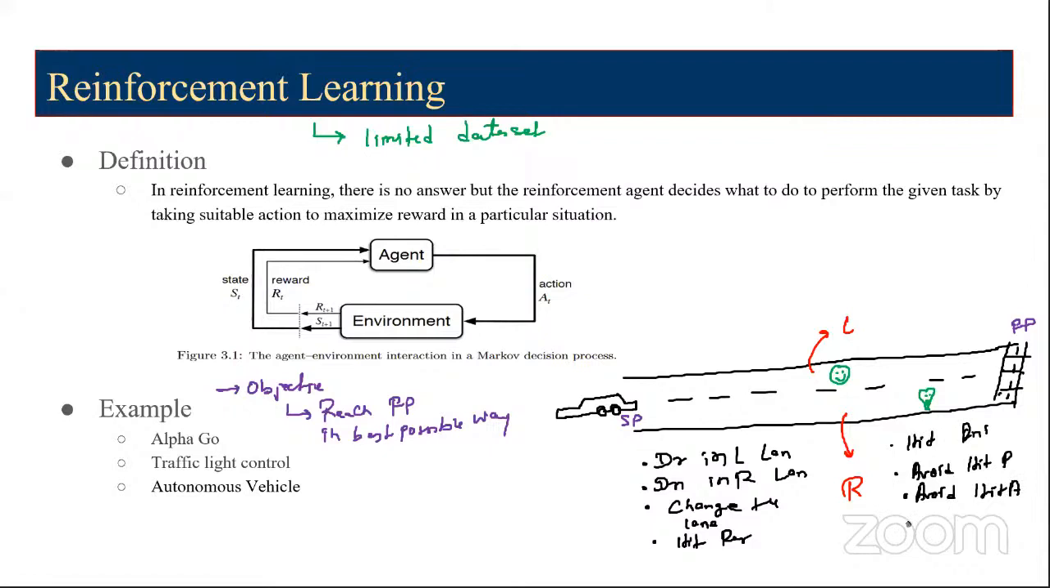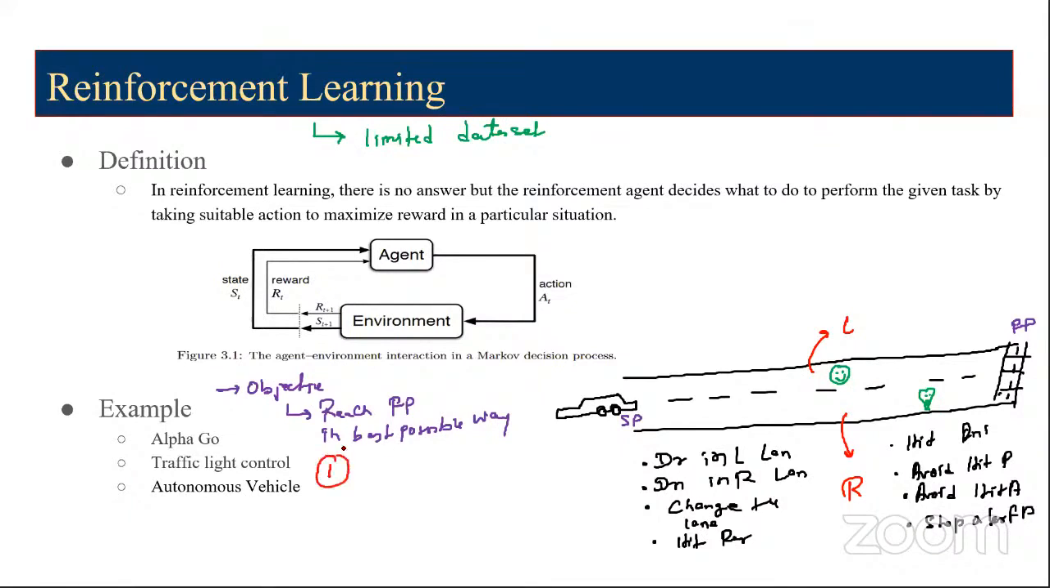And last but not the least, stop after reaching the finishing point. So these are the actions which this machine agent or car can take, and this entire setup is our environment in this case. Let's see how the first iteration will look.